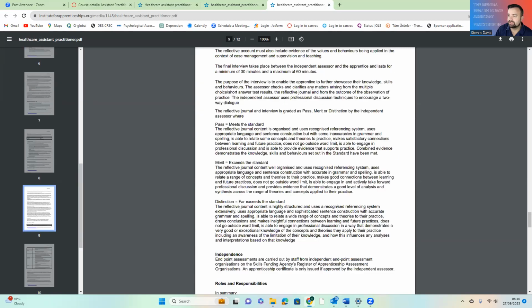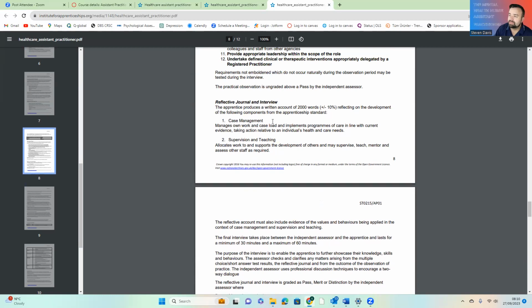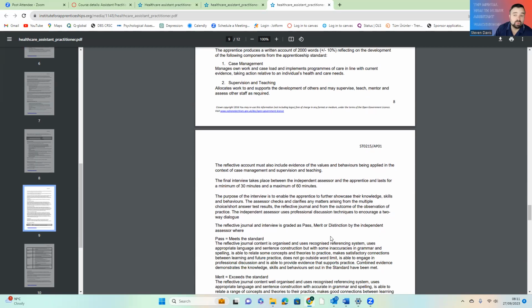So there's your journals there. The apprentice will write a written account, 2,000 words, plus or minus 10%, around case management and how you've allocated work in supervision and training. That interview will normally be about 30 minutes, or between 30 and 60 minutes. They're just going to question you on what you write.